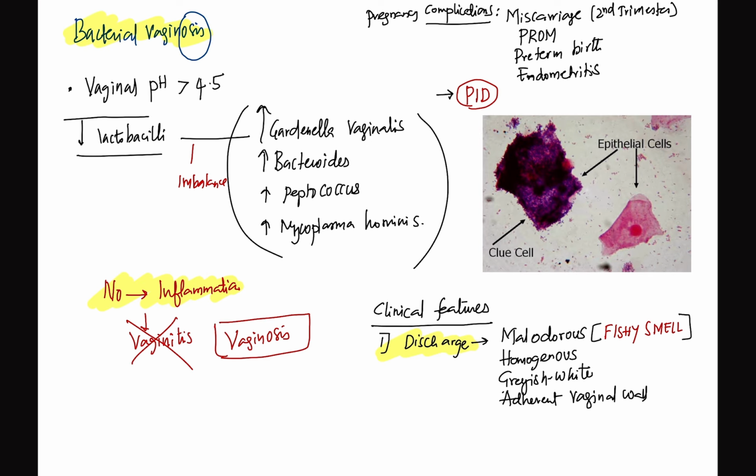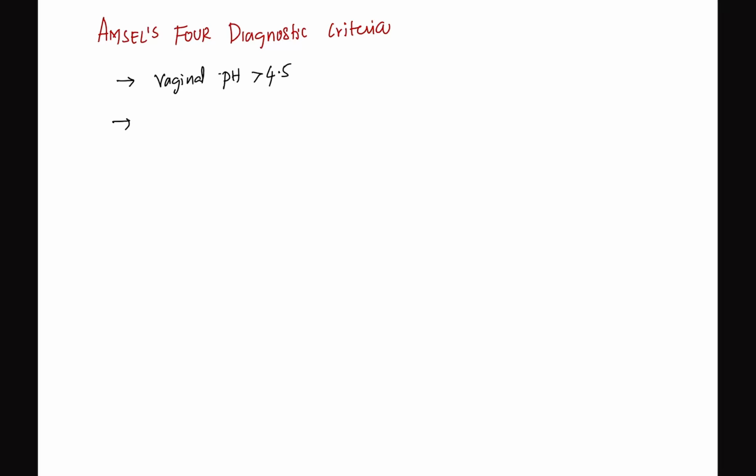Now, coming back to the diagnosis part. For diagnosis of bacterial vaginosis, there is a specific criteria. This is again very important from the exam point of view. We call it Amsel's 4 diagnostic criteria. Why is it important to remember number 4? Because there are 4 things in the Amsel's criteria that you should know. Already with the basic discussion, we know that the vaginal pH should be more than 4.5. This is one criterion. We know that there is a homogeneous vaginal discharge.